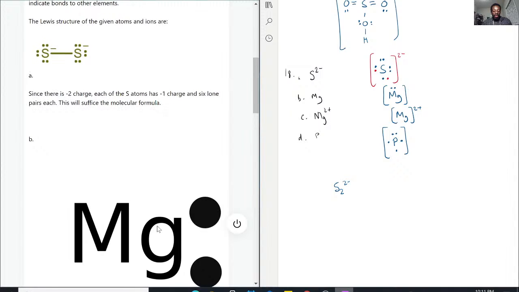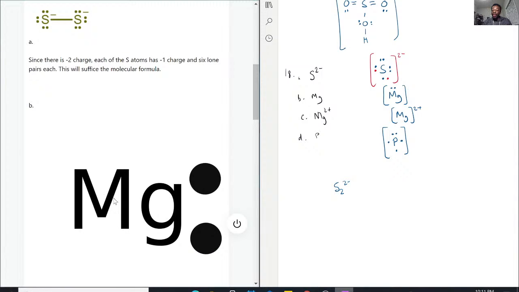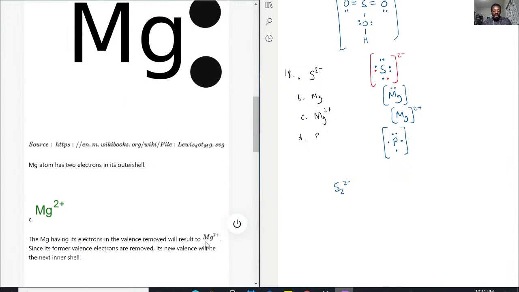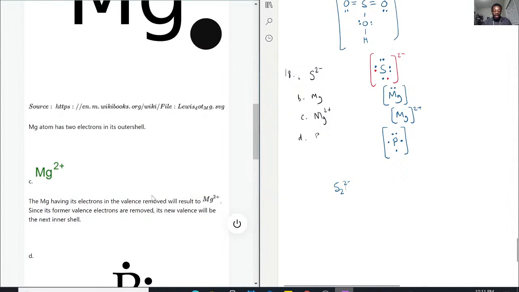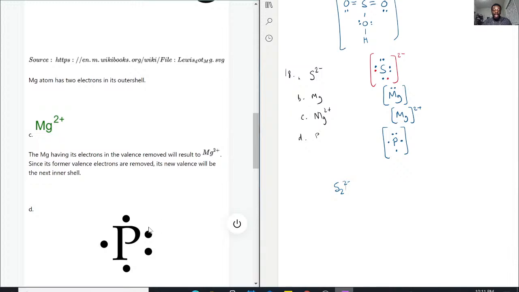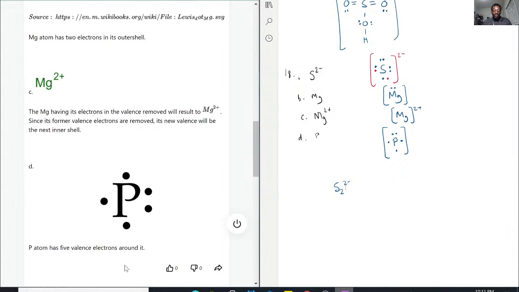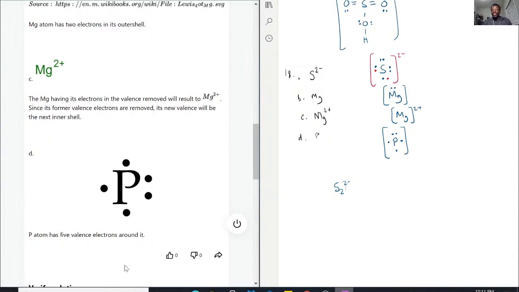For B, they just have Mg with the 2 electrons. For C, it's just Mg 2 plus, as we've seen. And for D, exactly, we have 3 unpaired electrons for the phosphorus. So, with that being said, how to approach this question.